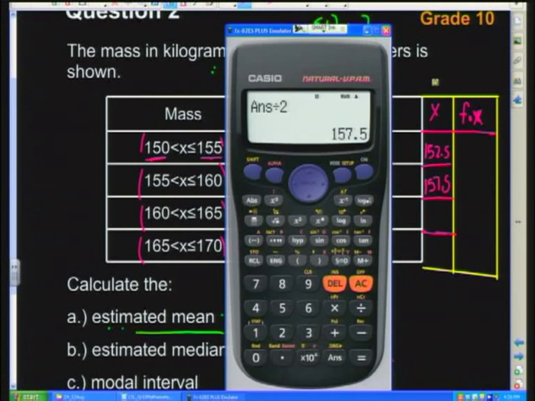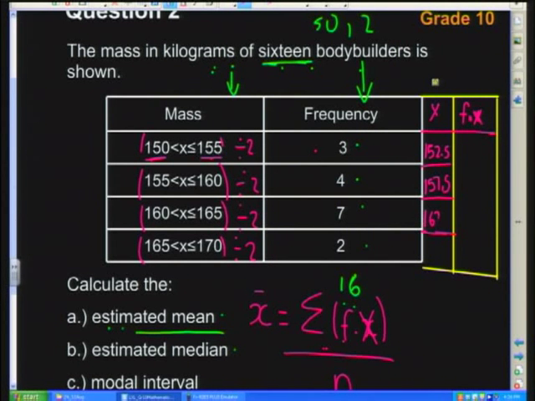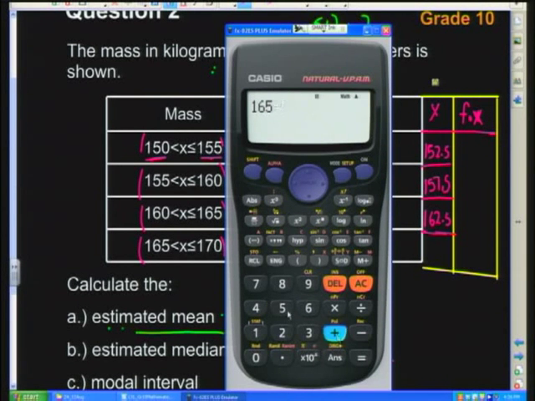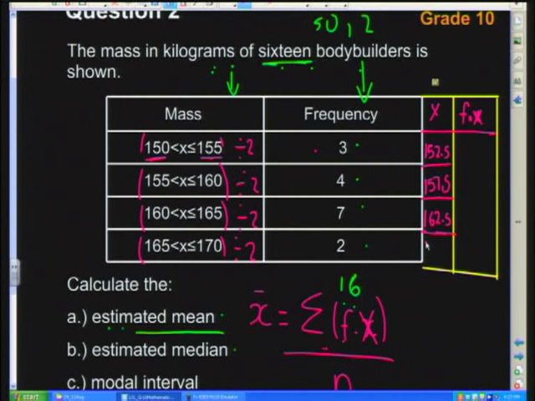Okay. The next one, we've got 160 plus 165 divided by 2. And here you've got 162,5. And then in the last one, we're going to take 165, add 170, and then divide that by 2. So we get 167,5. Alright, once you've got all of the midpoints, you now need to times the frequency by that midpoint, and then we're going to add that all together.